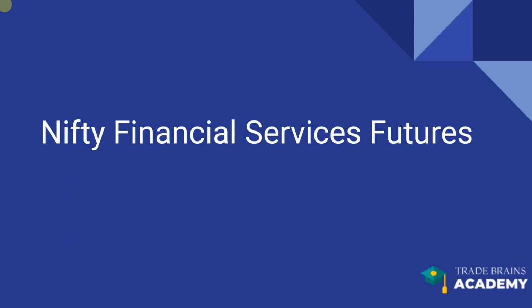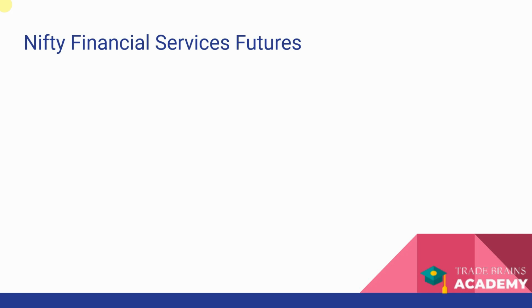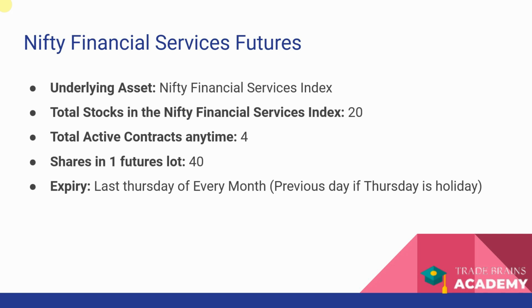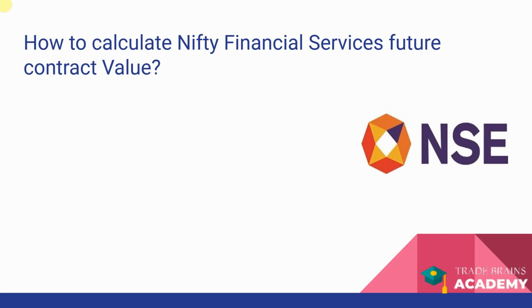And let us understand the next important index future, that is the Nifty Financial Services future. This has been recently launched on January 11, 2021. So the underlying asset here is the Nifty Financial Services Index. The total number of stocks in this index is 20. The total number of contracts active at any time right now is 4, and the number of shares in one futures lot is 40. And the expiry again is the last Thursday of every month, and if Thursday is a holiday, it expires on the preceding day.